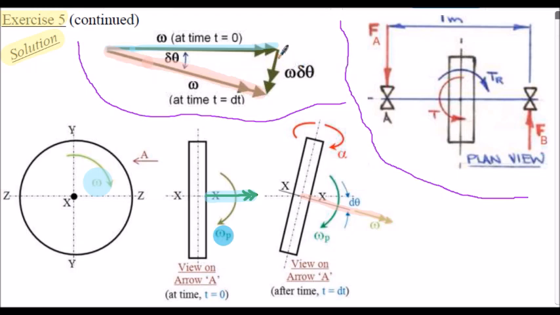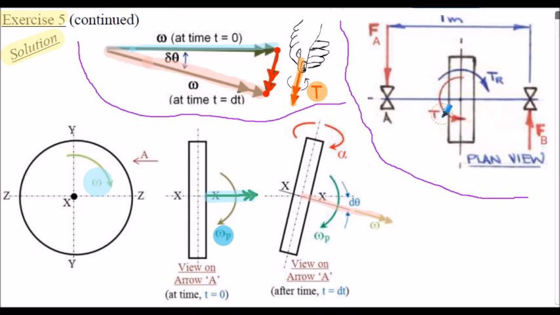The change in velocity vector is shown here, having descended from the end of the first velocity vector to the end of the second velocity vector after time t equals delta t. Using this right hand screw rule illustration, we have the gyroscopic torque applied to the rotor.